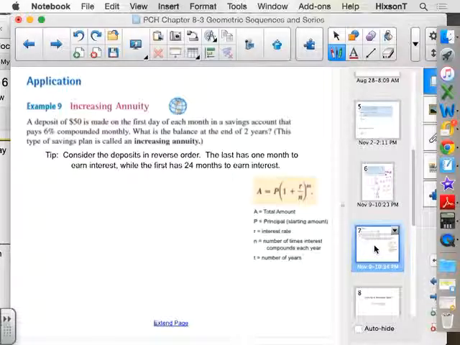But how much are you going to have at the end of your investment if you continue to put, in this case, $50 away every month and you make 6% interest compounded monthly? In this case, we're going to save for 2 years. But let's look at how this would work. First of all, what we're going to do is use the compound interest formula.